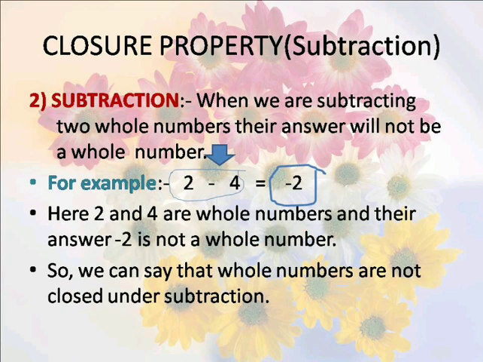Now number two is closure property for subtraction. The closure property for subtraction says that when we are subtracting two whole numbers, the answer will not be a whole number. For example, you can see in left hand side, 2 minus 4 is equal to minus 2. Now 2 and 4 are whole numbers, but the answer minus 2 is not a whole number. So we can say that whole numbers are not closed under subtraction.